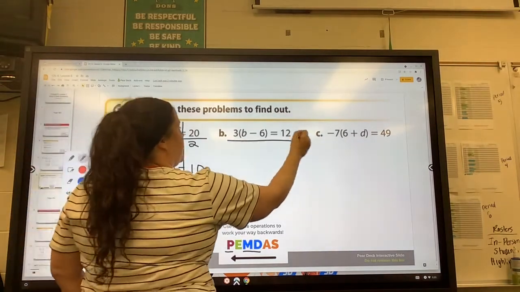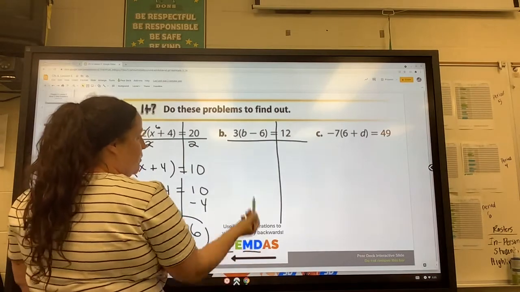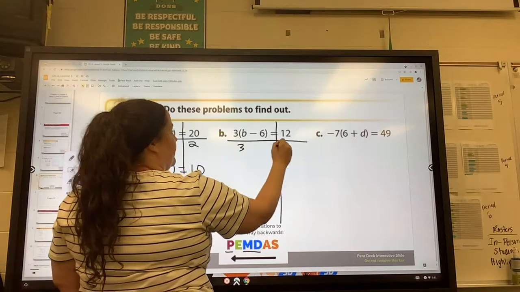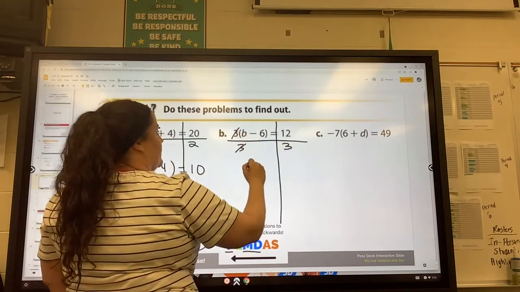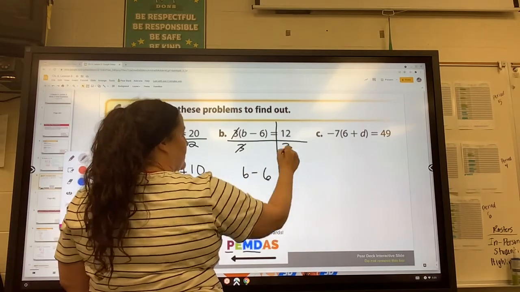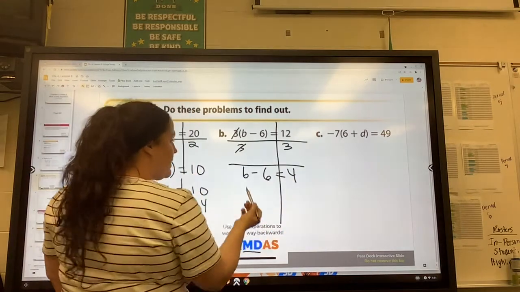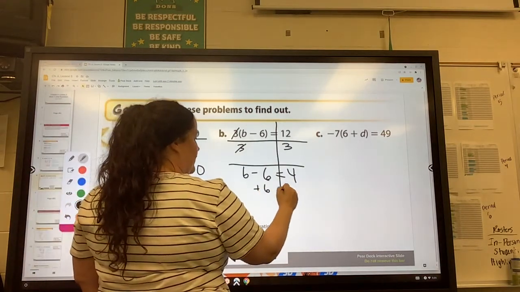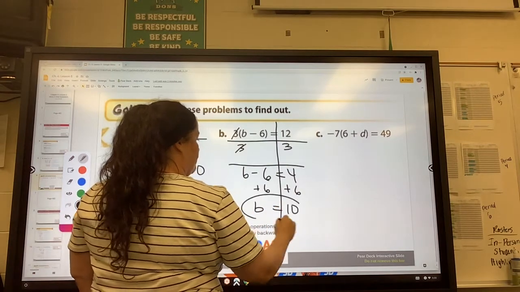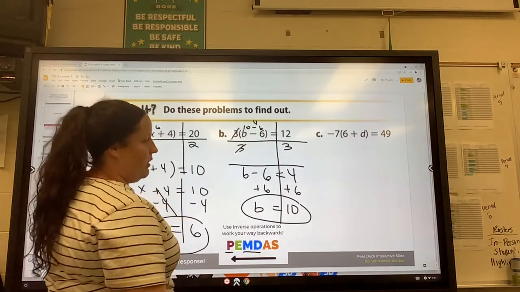So now that we know groupings would go, what's inside the grouping would be last. If we see this and think of the distributive property, we can always divide to get rid of it. So get rid of the 3's. It'd be b minus 6 equals 4, right? 12 divided by 3 is 4. And then add 6. You'd be left with b equals 10. And then 10 minus 6 would be 4. 3 times 4 is 12. That works.